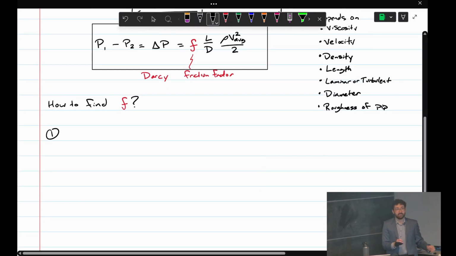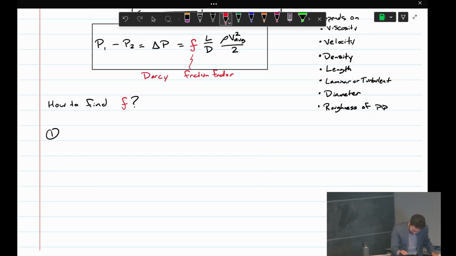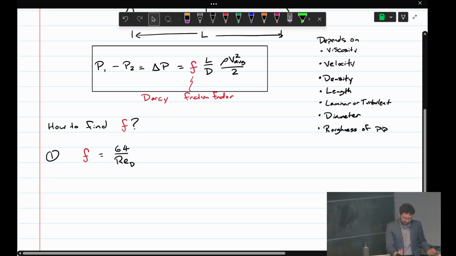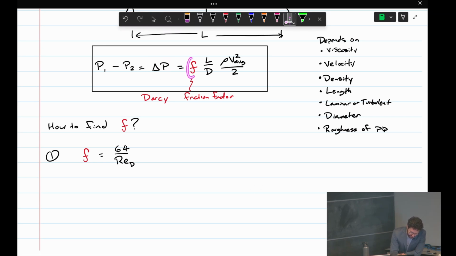First way, and I would say the easiest way, is we can use this equation. So F equals 64 over the Reynolds number based on diameter. So F is dimensionless, right? Let's just talk through the dimensions of this pressure drop. This pressure drop is in units of pascals. So F is dimensionless. L over D is dimensionless because those meters cancel out.